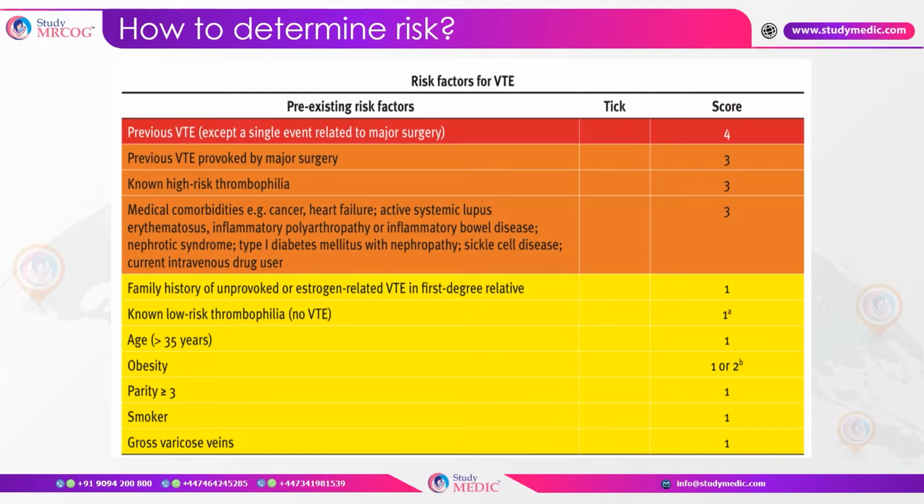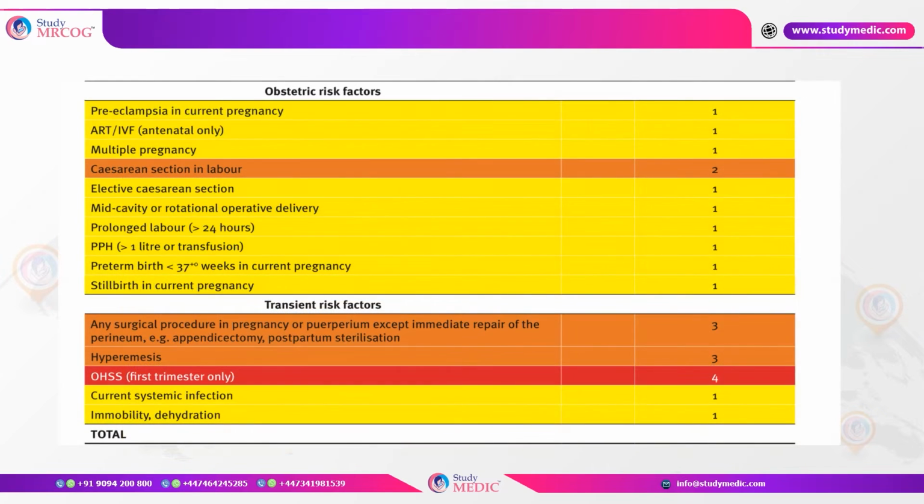The condition that is marked in red, that is previous VTE, except for a single event related to major surgery, has a score of 4. Then the ones marked in brown are all a score of 3, and the yellow ones are a score of 1. Now here you have to see that obesity is either 1 or 2. Whenever the BMI, remember it is BMI, is more than 30 it has been given a score of 1, and whenever it is more than or equal to 40, then it is a score of 2. So these are all the antenatal factors.